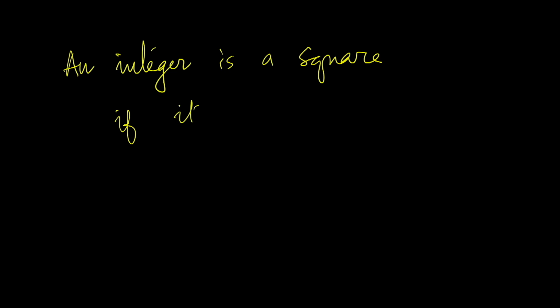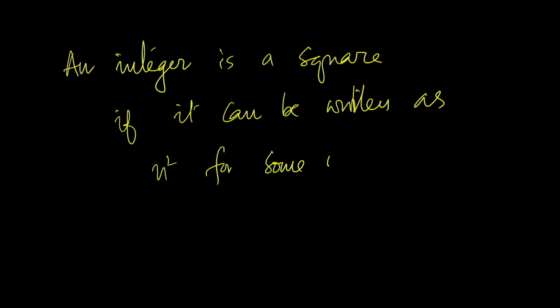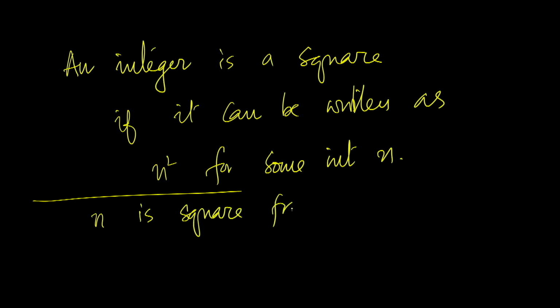We say that an integer is a square if it can be written as n squared for some integer n. And we say that an integer n is square free if 1 is the largest square dividing it.